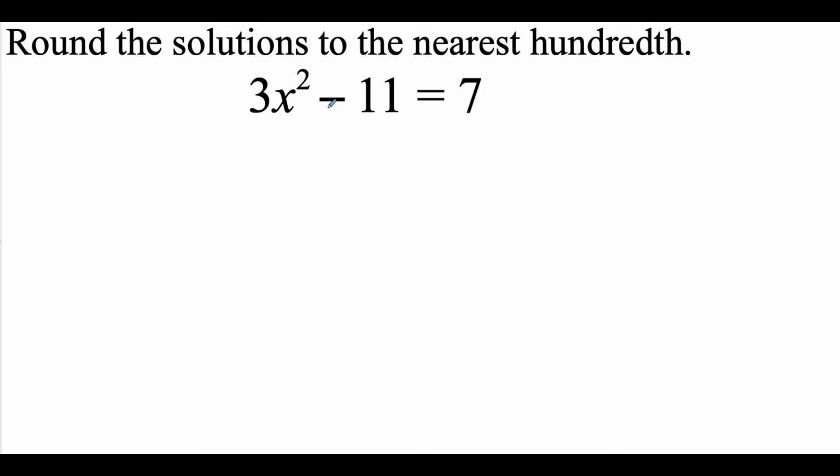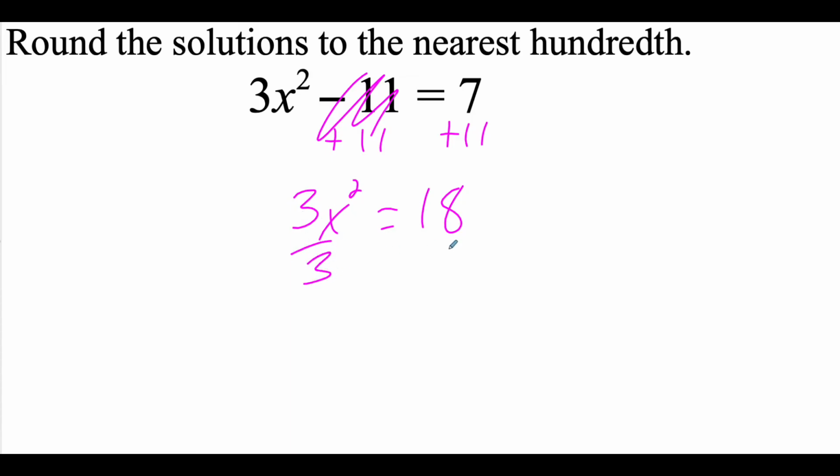So we've got 3x squared minus 11 equals 7. So the first thing I see is that minus 11. If I want to get rid of minus 11, I'm going to have to add 11 to both sides. So I will get 3x squared equals 18. To get rid of that 3 that's attached to the x squared, well, that means 3 times x squared. So I need to divide both sides by 3. So I get x squared equals 6.